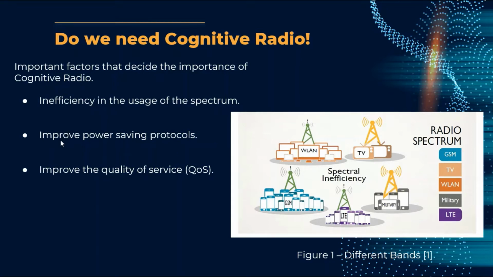Secondly, it will improve the power-saving protocols usage. Because if we use cognitive radio, we need to transmit in low power, so power-saving protocols will be used more. We need to transmit in low power to not cause interference to the main user. And finally, it will improve the quality of service.